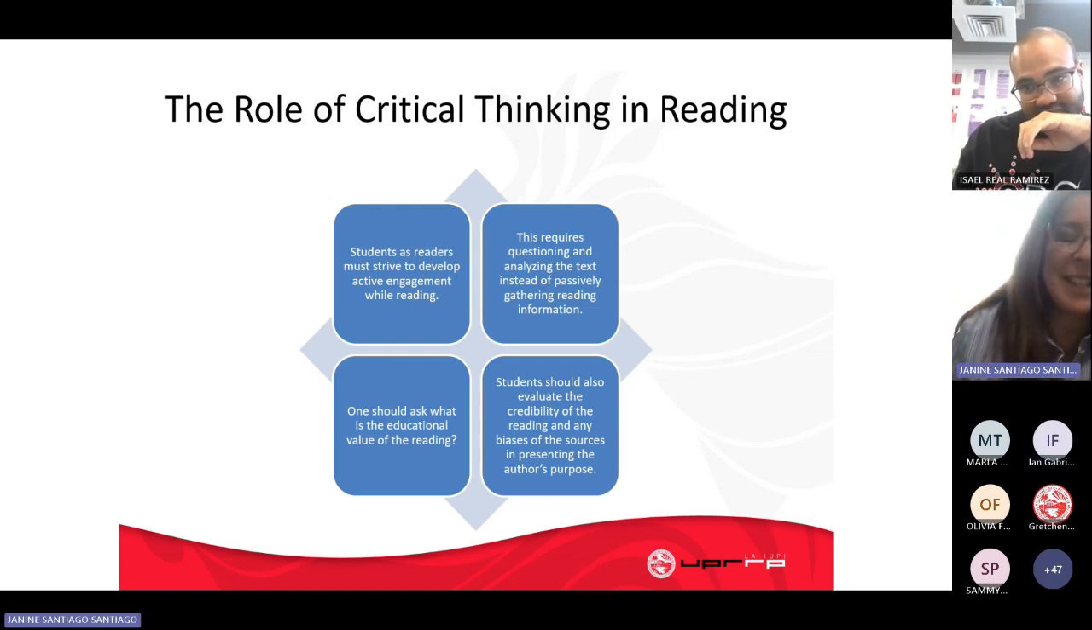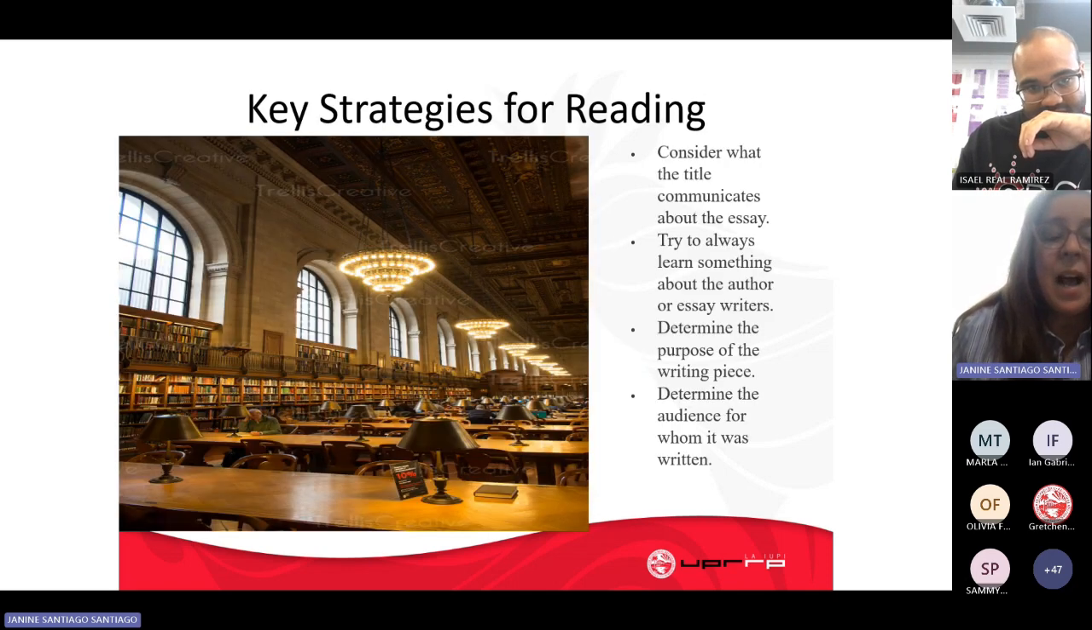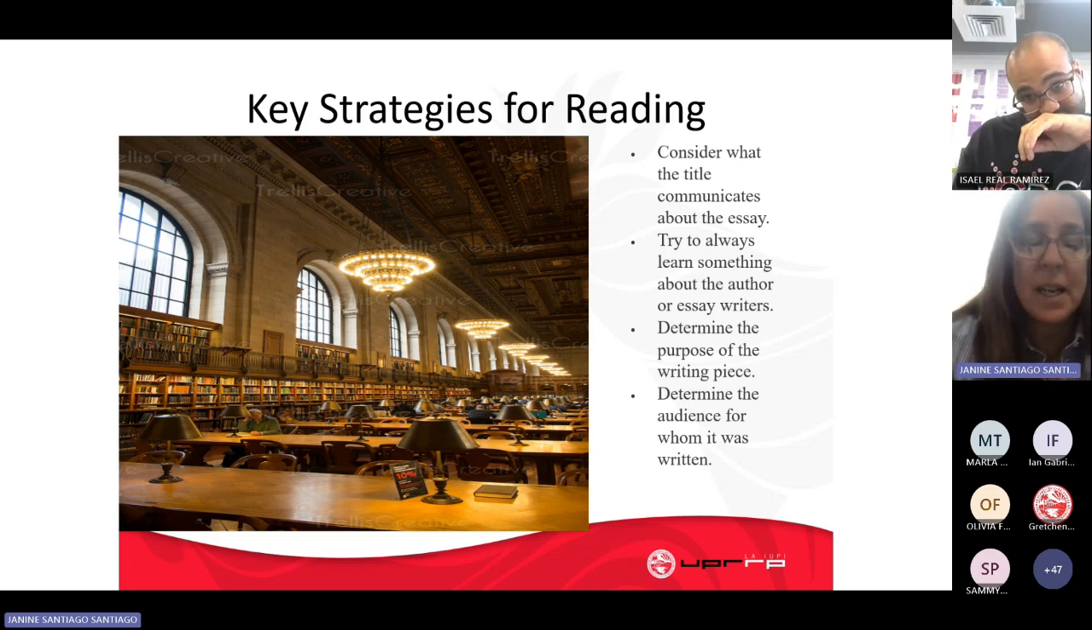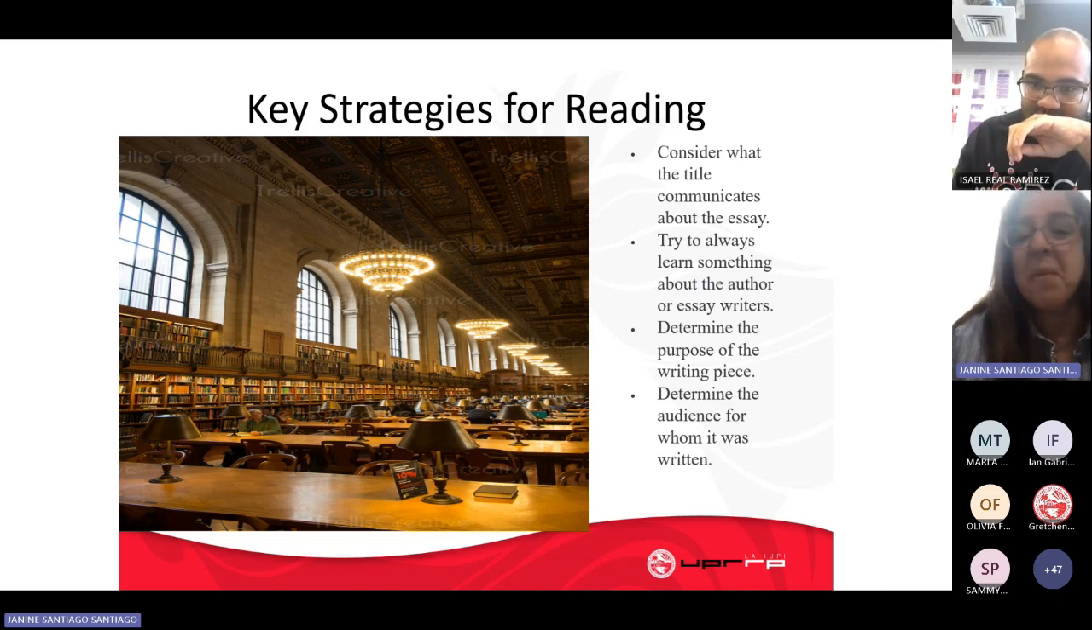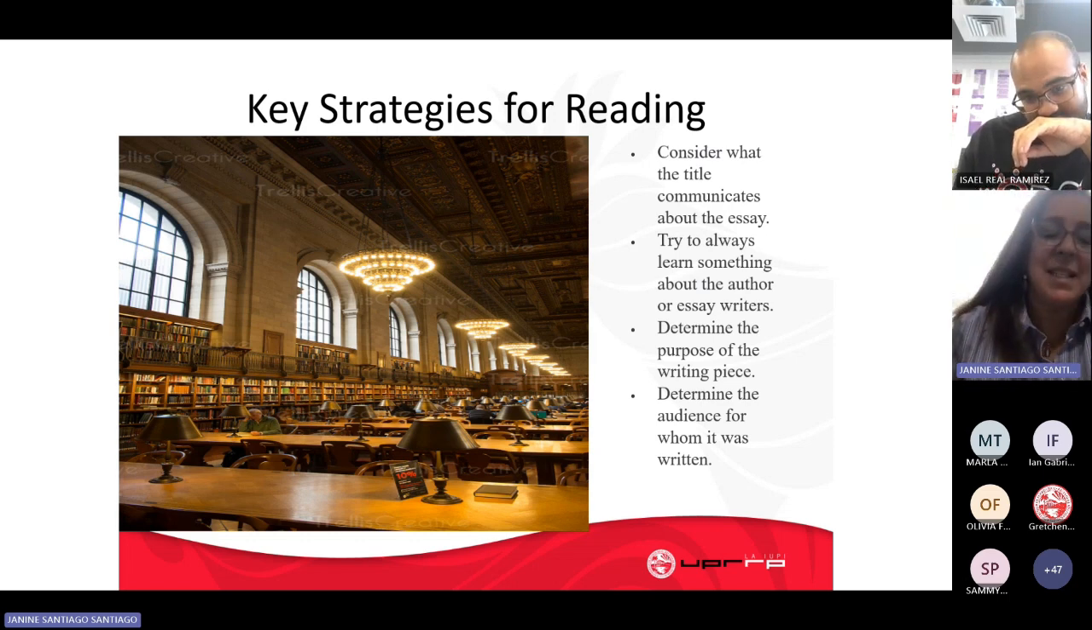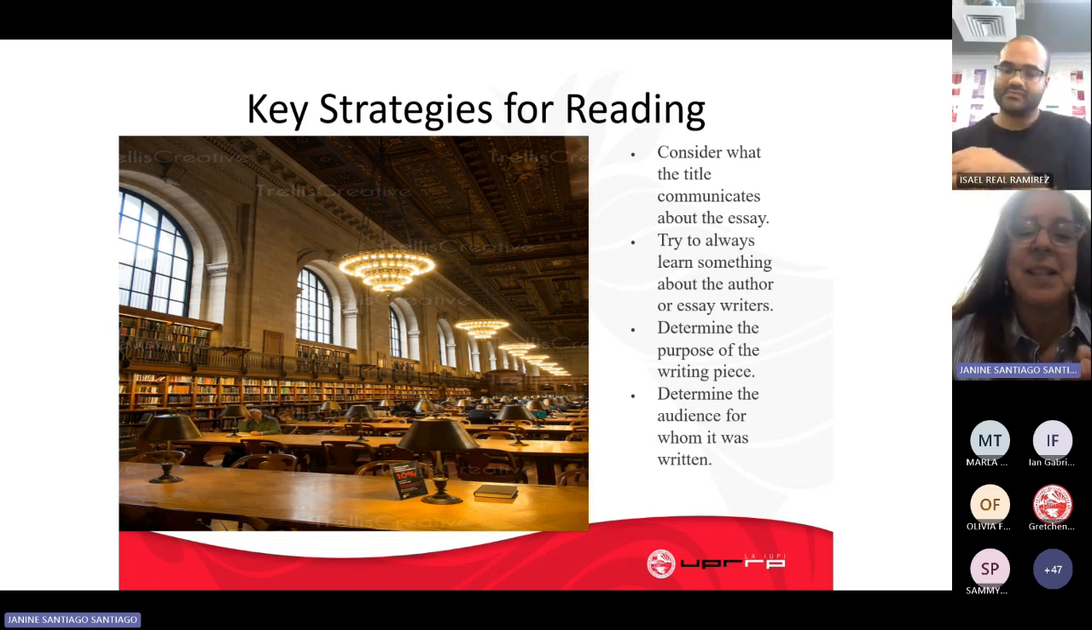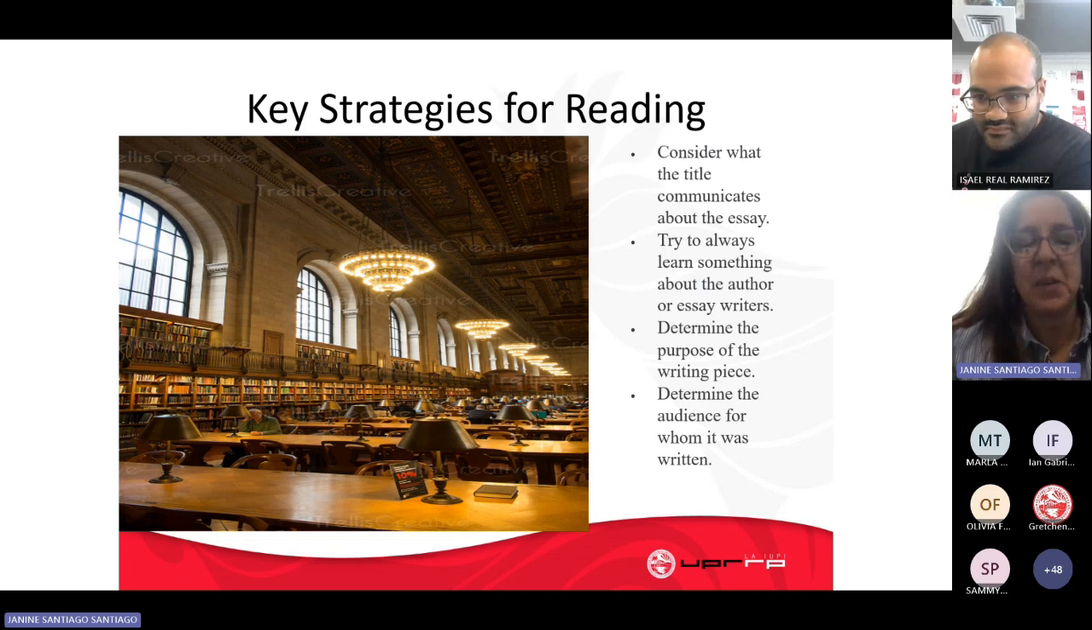Okay, thank you. So then I wanted to introduce you to the key strategies in reading. And we have discussed this in class a little bit. I wanted to show you that this is the New York Public Library. So if you go to New York City, this is the library room from Bryant Park. So I hope that one day all of you can go to that marvelous building and that reading room.